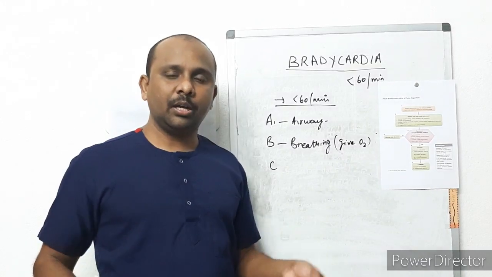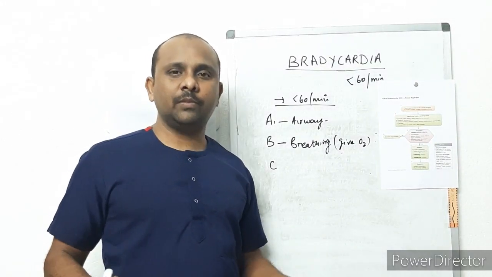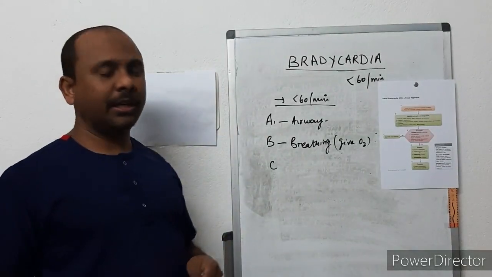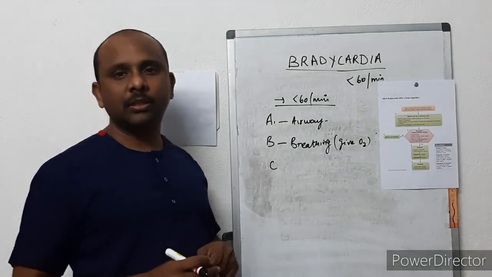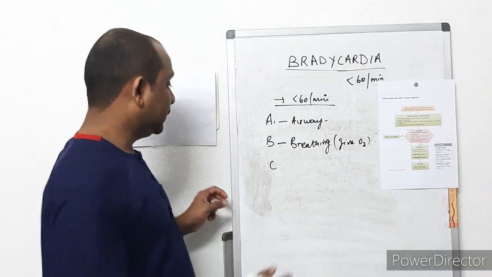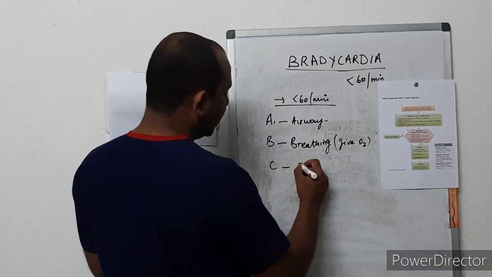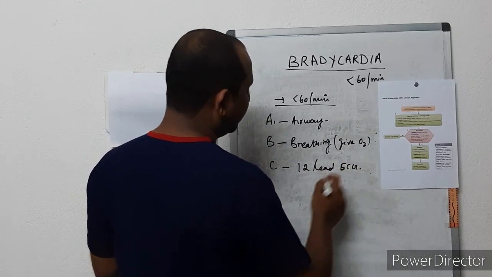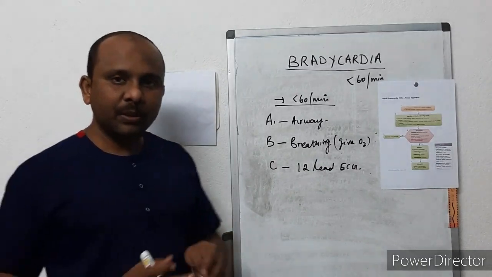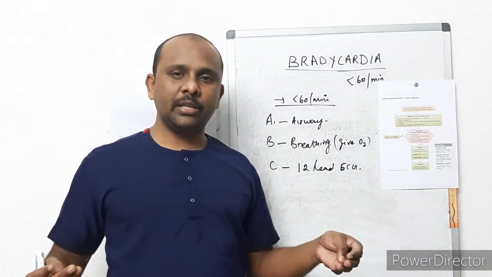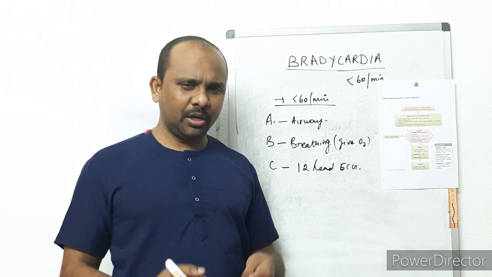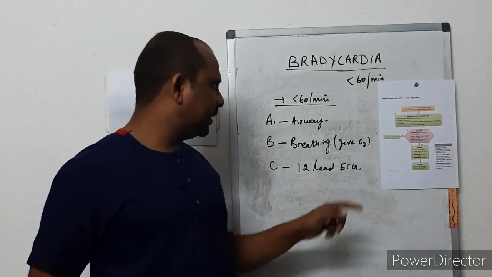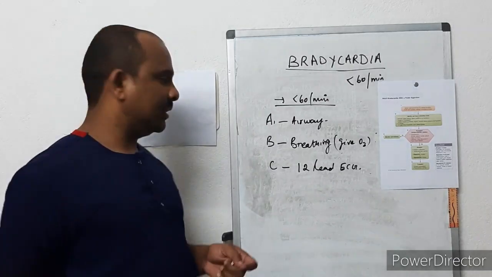You can do bag-valve mask ventilation, or you can go ahead with an advanced airway like endotracheal intubation. That depends upon the situation, right? In the circulation part, which is very important, you have to take the 12 lead ECG. The 12 lead ECG is mandatory because it helps us analyze what degree of AV block is there and the severity of the disease. So C means you should take the 12 lead ECG, right?